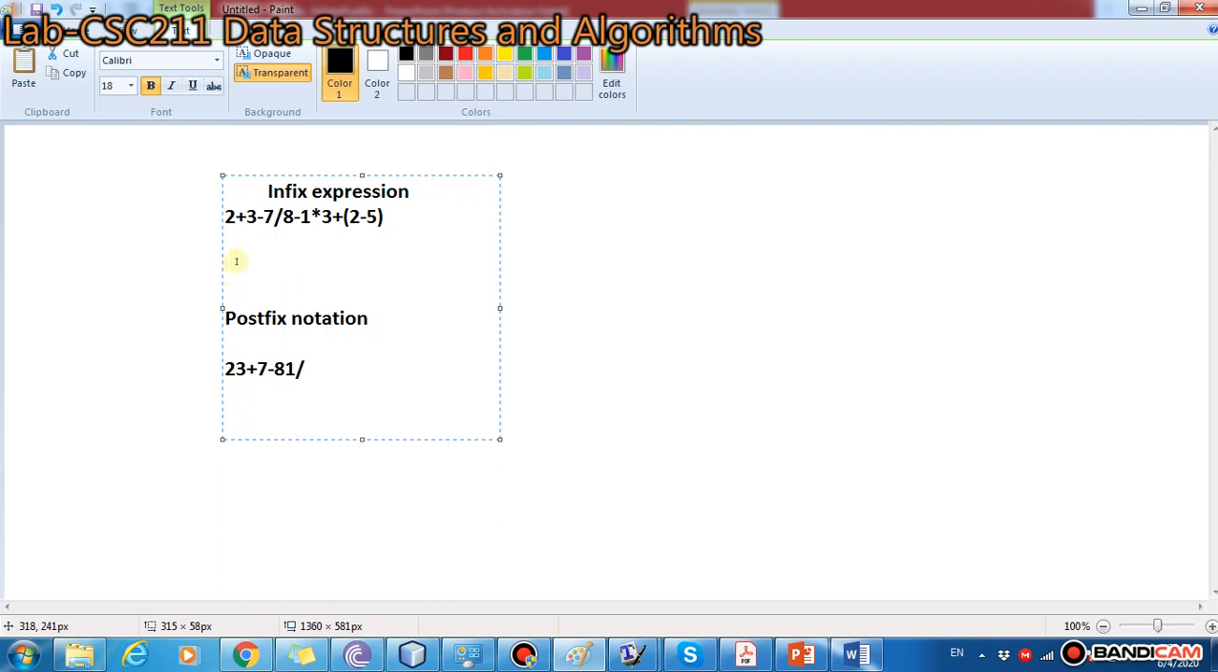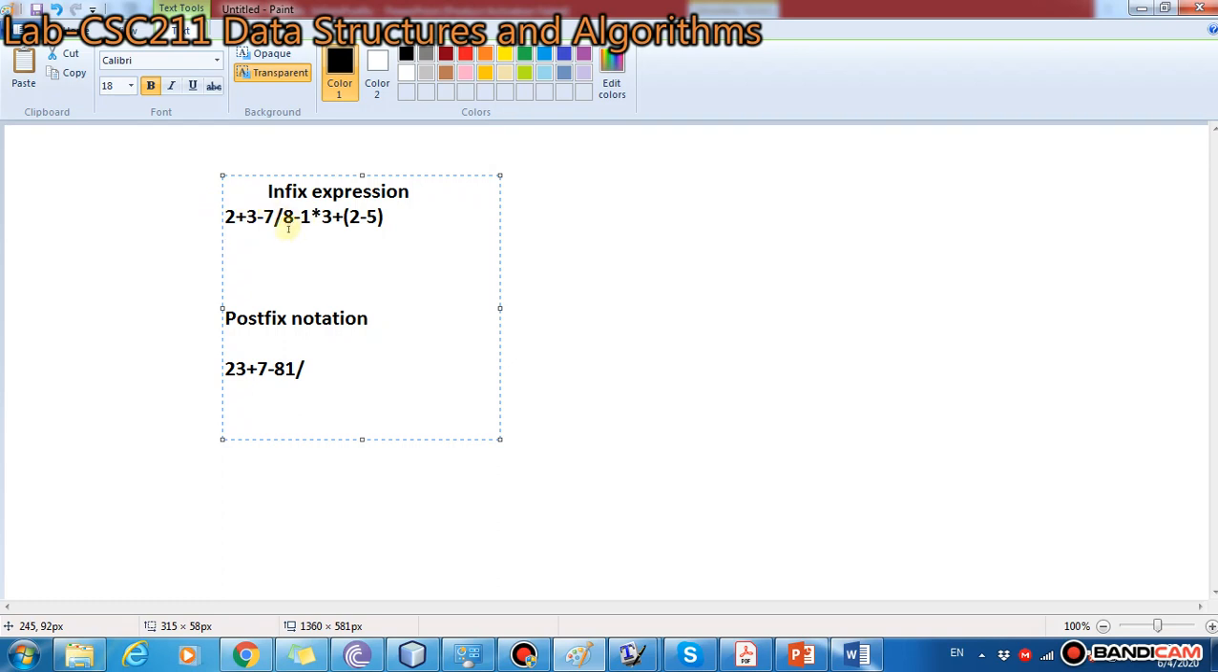So okay, why do we need postfix notation? Because as you can see, if there is no parenthesis mentioned in an expression, then the operator precedence becomes ambiguous. Then the order in which this expression is evaluated becomes ambiguous, because if you evaluate this expression from left to right, then 2 plus 3 is evaluated first and then 7 is subtracted from the result, and then the result is divided by 8.